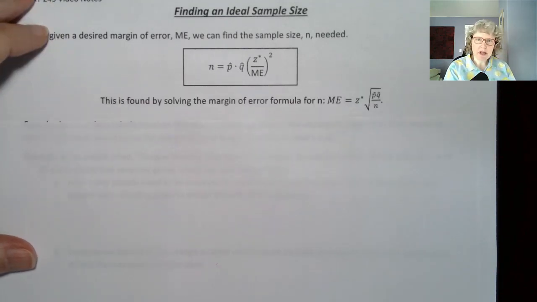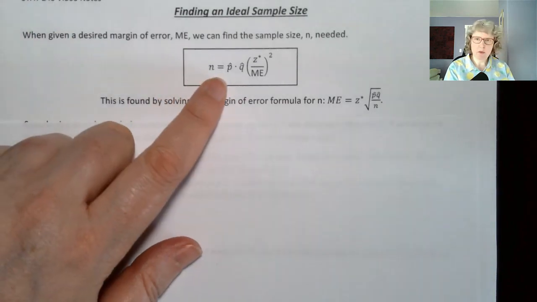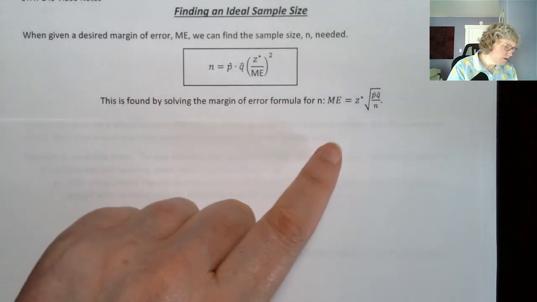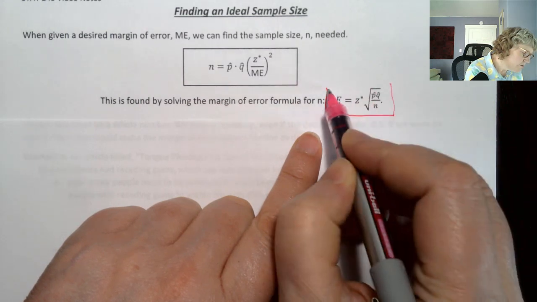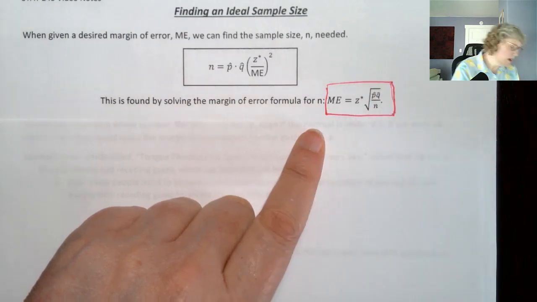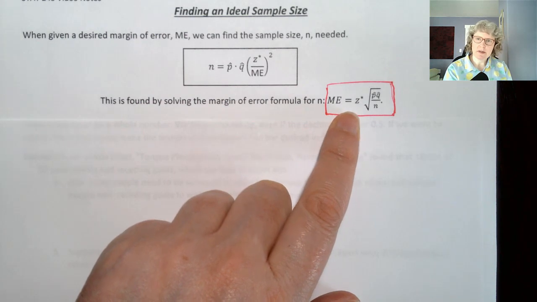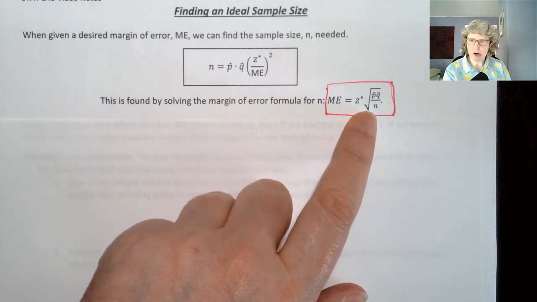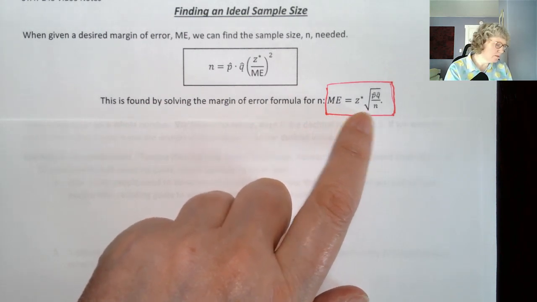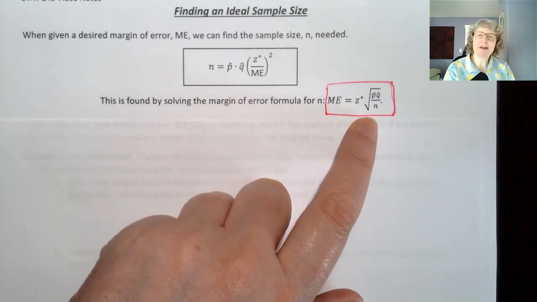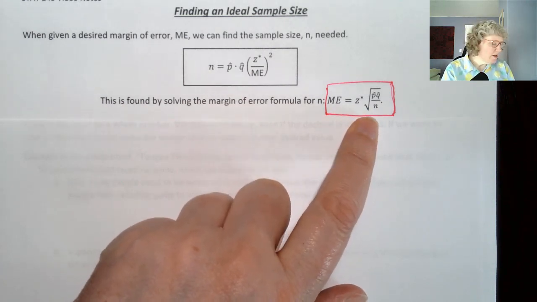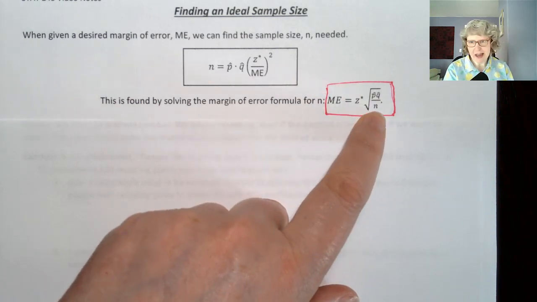So this formula that starts with N equals comes from the margin of error formula we've seen before. I'll box that as well. The margin of error is equal to Z star times the square root of P hat Q hat over N. That's our margin of error. If you like algebra, you're welcome to try this out. You can solve this equation for N.